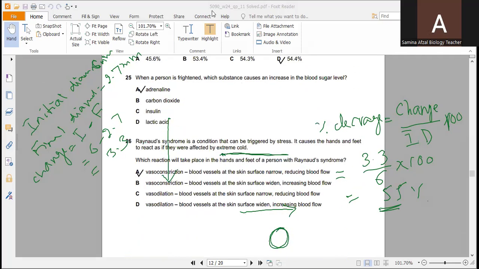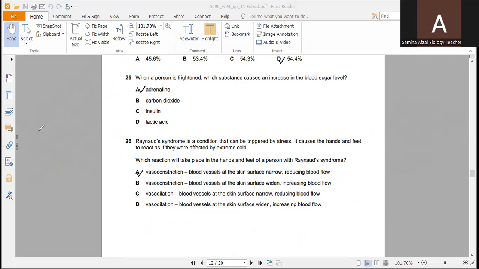Next question, number 25. Question number 25 is, when a person is frightened, which substance causes an increase in the blood sugar level? So here the A option is adrenaline, which is the correct option.